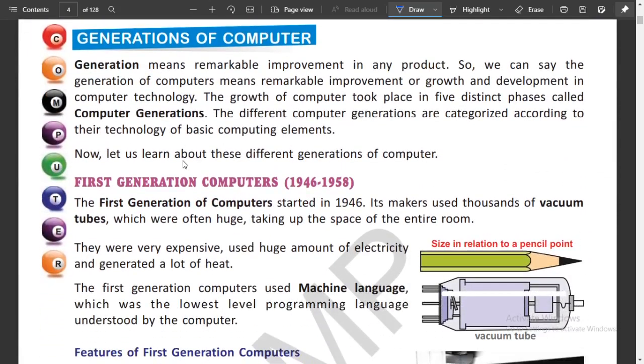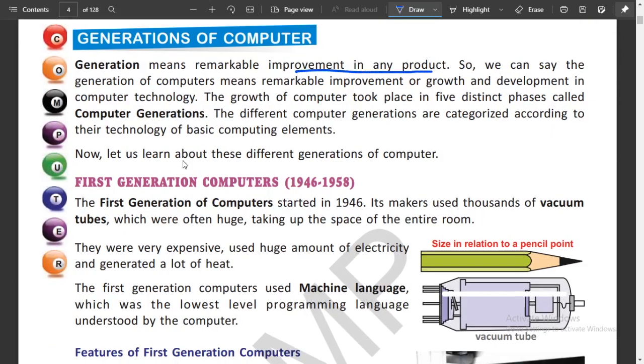Now, generation of computer. Generation means remarkable improvement in any product. So we can say that generation of computer means remarkable improvement of the growth and the development of computer technology. Whenever we say remarkable, it means a huge change. A huge change is called change of generation. The growth of computer took place in 5 distinct phases called generations of computers.